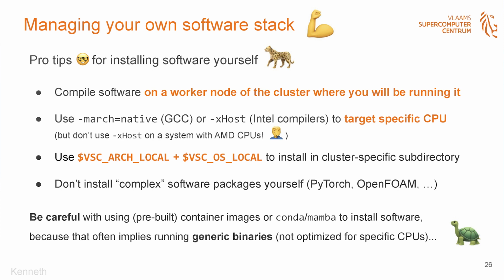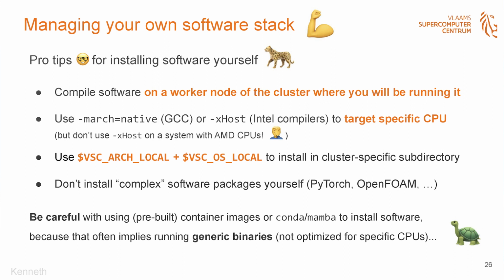If you're compiling with Intel compilers on AMD CPUs, it gets a bit more tricky because these two don't really agree for some reason. They're competitors, of course. There are some special environment variables that are predefined if you want to build binaries specific for a particular type of CPU or a particular operating system. And for very complex software packages, PyTorch, OpenFOAM, TensorFlow are good examples of that, we don't recommend to install these yourself or to try and compile them yourself, because you'll very quickly end up like the guy in the corner.